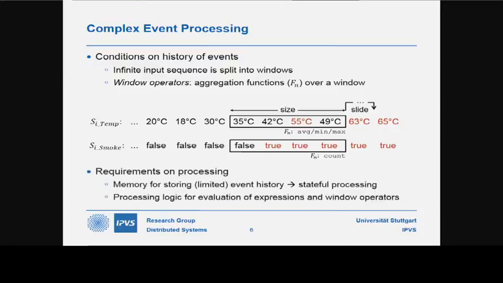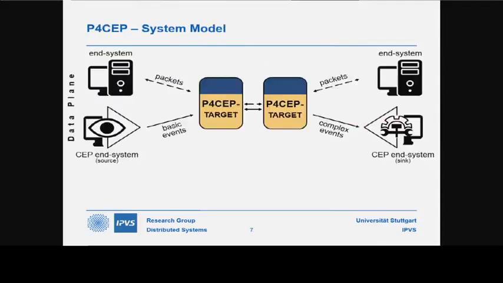Now, the requirements on processing in a data plane are as follows. We need, of course, memory for storing this limited event history. So that requires stateful processing in the data plane. And we need some processing logic for evaluation of expressions and window operators. So this is the system model of P4CEP.